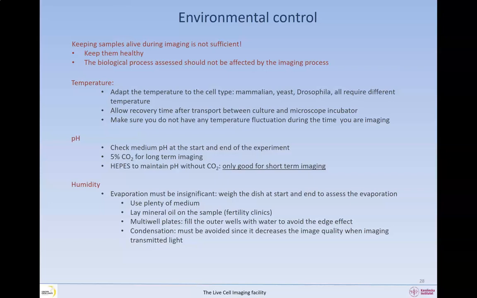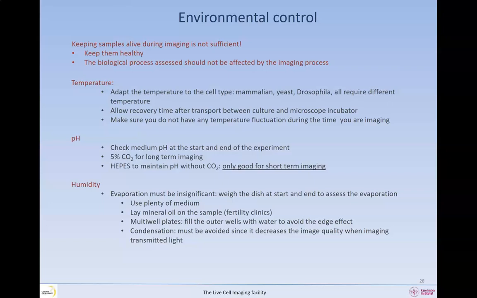If there is an evaporation problem, here are a few tricks that should help. First of all, use plenty of medium. Also, you can lay mineral oil on the sample as is done in fertility clinics. Mineral oil reduces evaporation a lot, and the good thing about it is that it is gas permeable, so oxygen can still reach the sample. If you use a multi-well plate, fill the outer wells with water. There is a well-known edge effect, where the cells in the outer wells behave differently from those further into the center of the plate.